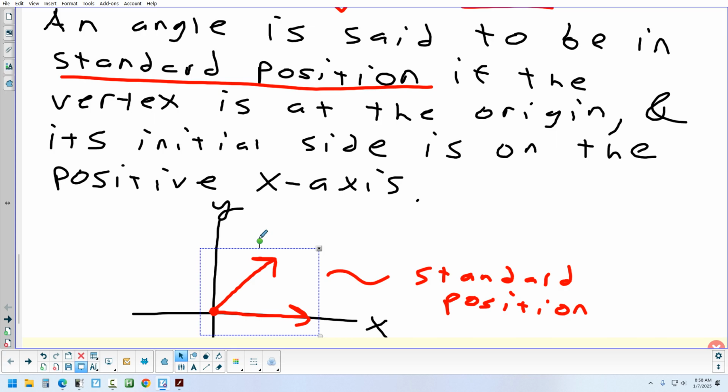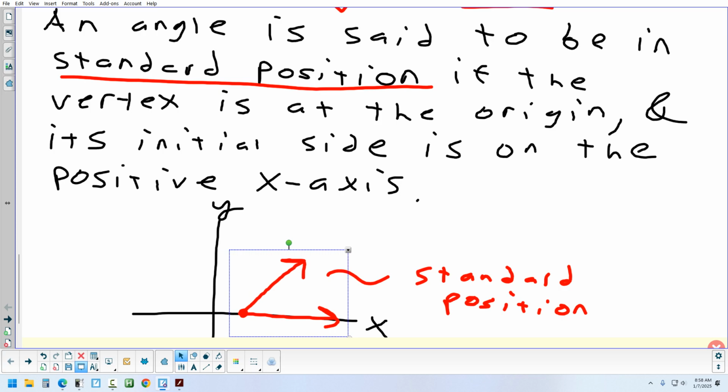All right. What if I did that? Is that angle still in standard position? No. What's wrong with that? It's not on the origin. Right, the vertex isn't at the origin. The initial side is on the positive x-axis, but it has to be both.